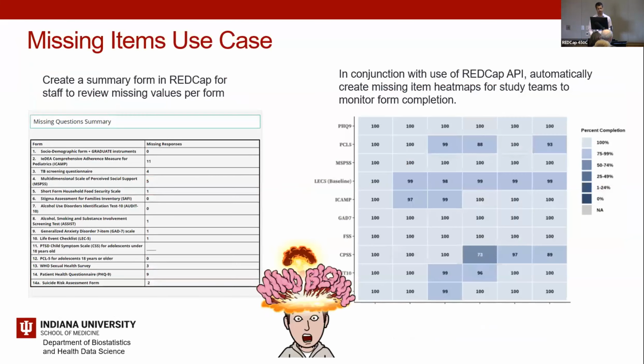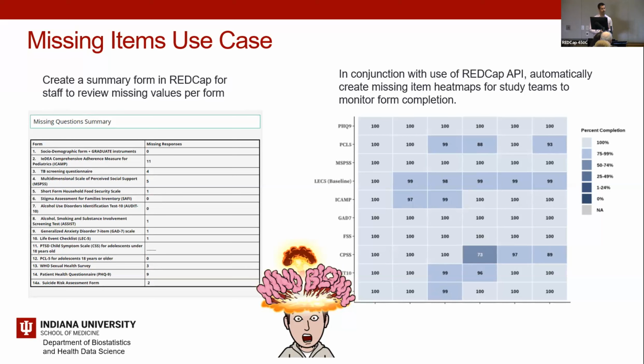Again, this might not be applicable to everyone's usage of REDCap, but there are a couple of use cases that we use this a lot for. The first, within REDCap itself, is that you can create a summary form in REDCap that allows project staff to review missing values per form during a patient visit, say. So you're doing an interview, you do 10 questionnaires with a patient, go to the summary form real quick. You can quickly scan to see if you've missed some questions and go back right there while the patient's still in front of you.